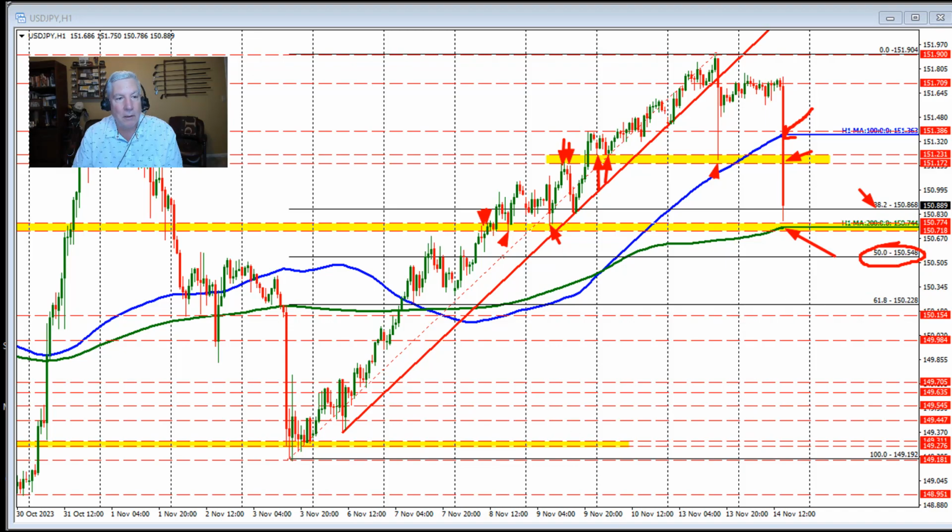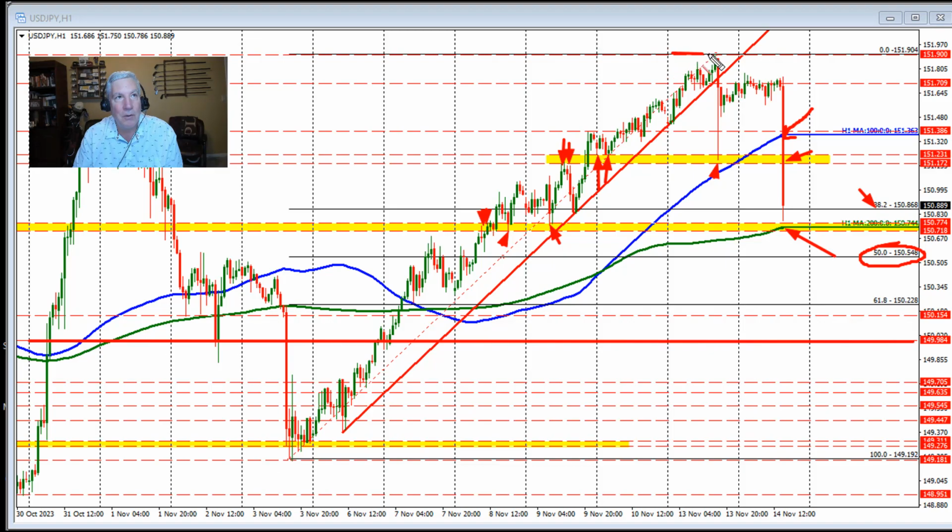Remember, it wasn't long ago that we were looking at the 150 level as a ceiling for this pair. Now we did move above it in the month of October, at the end of October, and then came back below it at the beginning of November, and then moved back above it and been above it for all of last week as the market trended to the upside. So there is room to roam if this 200-hour moving average can be broken.